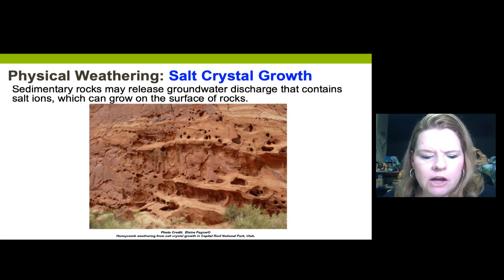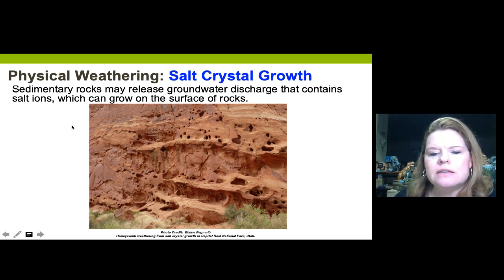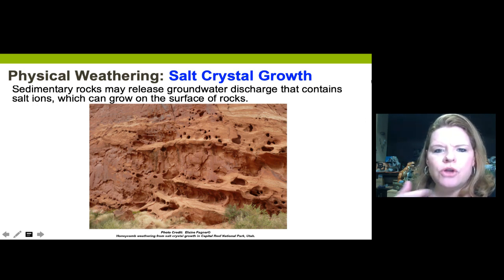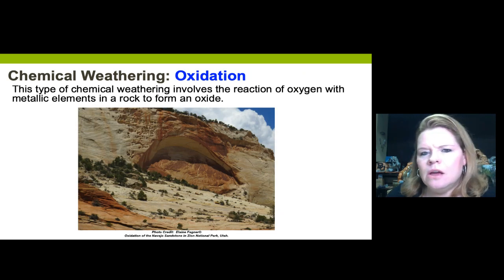This is called honeycomb weathering. I took this shot in Capitol Reef National Park in Utah. And so salt is the main culprit for this happening. So if you see honeycomb weathering like this, you'll know that there was a type of weathering that occurred to cause that.